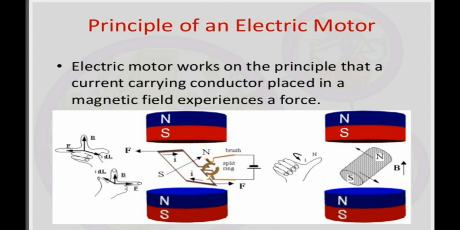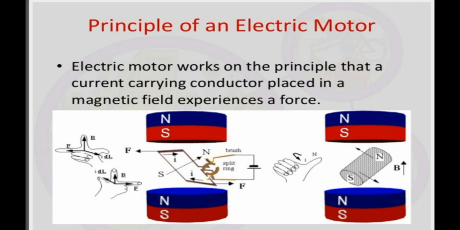Principle of electric motor is based on the fact that when a current carrying loop or a coil is placed in a magnetic field, it experiences a tug. Due to this tug, the coil begins to rotate and do work. The work which is done, that we call mechanical energy, is obtained for us.